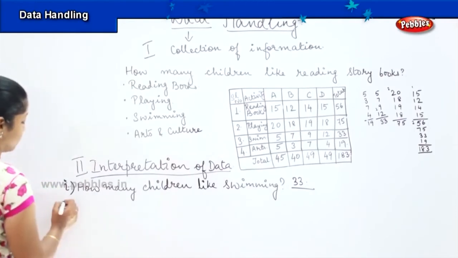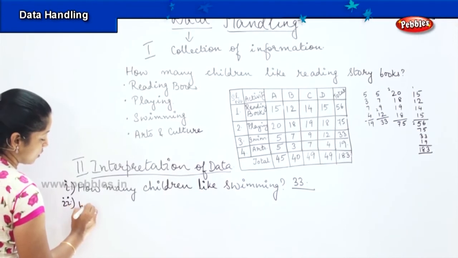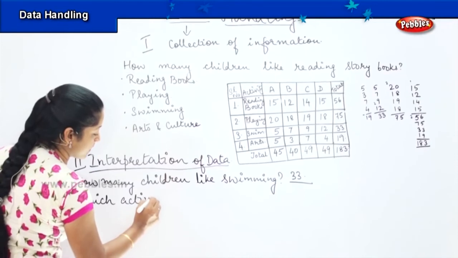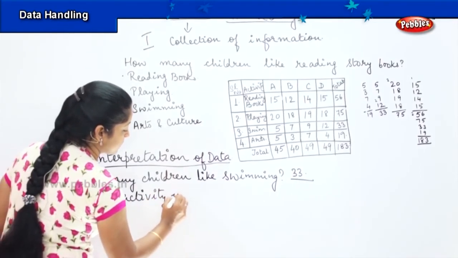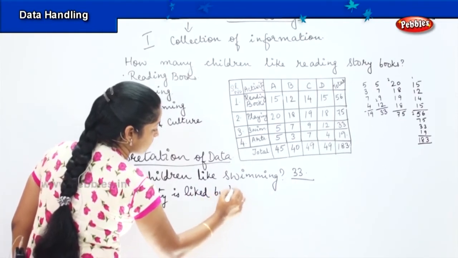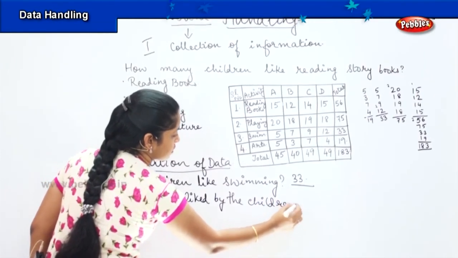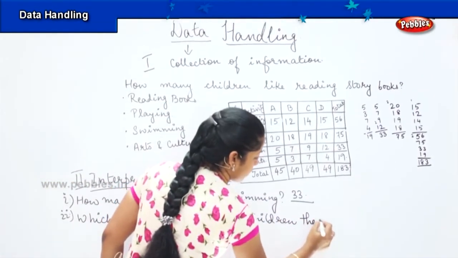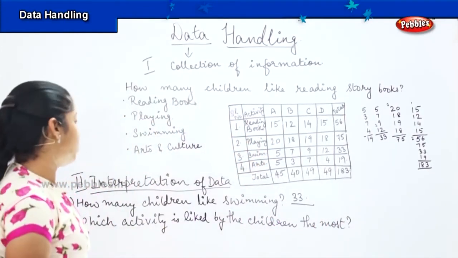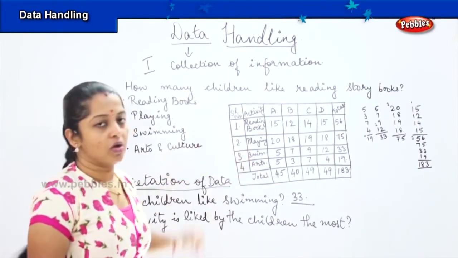Okay. Now the second question, if I ask you, which activity is liked by the children the most? Okay. So out of the 4 activities given, which is the activity which children enjoy doing the most? Is it reading books, playing, swimming or arts?